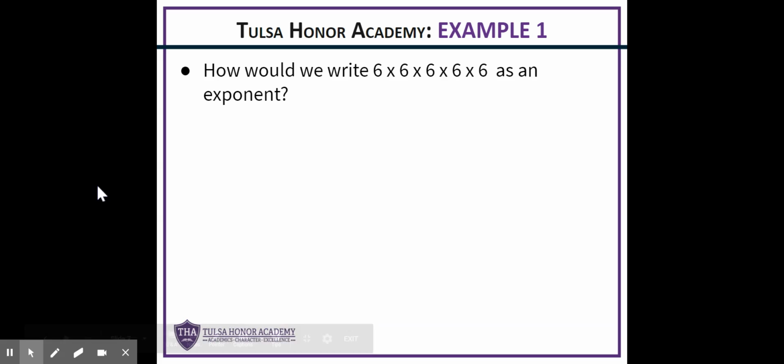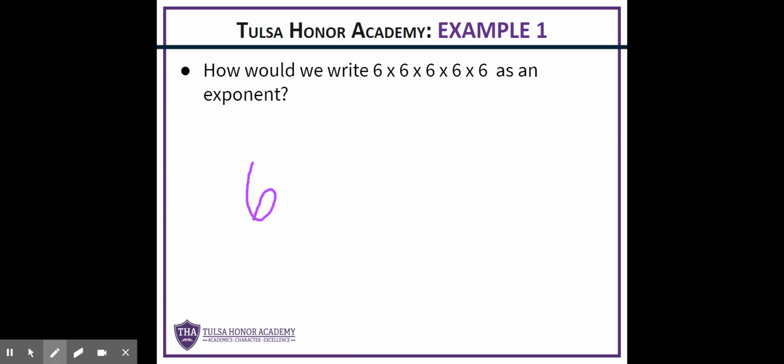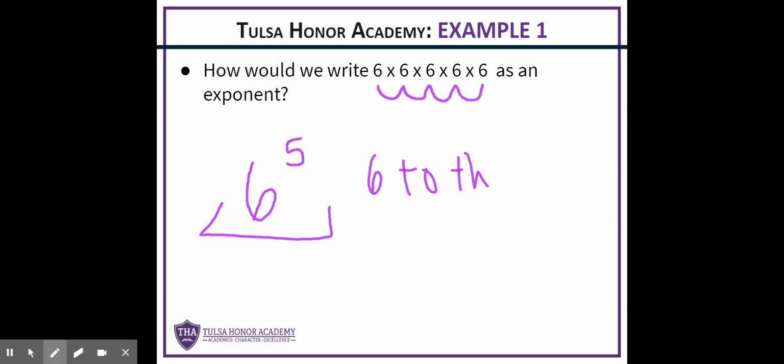So for our first example, how would we write 6 times 6 times 6 times 6 times 6 as an exponent? And our answer here is, first we know that our base is going to be a 6, but we just have to count how many times we were multiplying 6 by. So it would be 1, 2, 3, 4, and 5. So our answer here, to write it as an exponent, we would just write it as 6 to the 5, or you can say 6 to the power of 5.